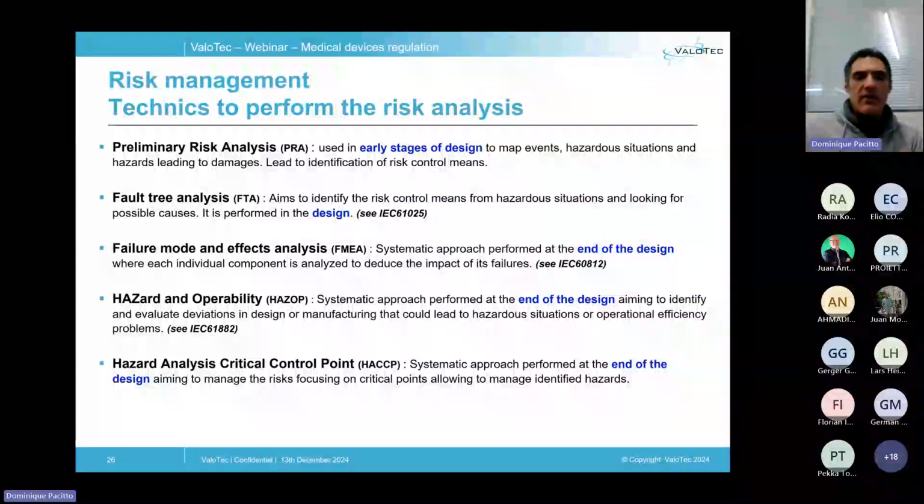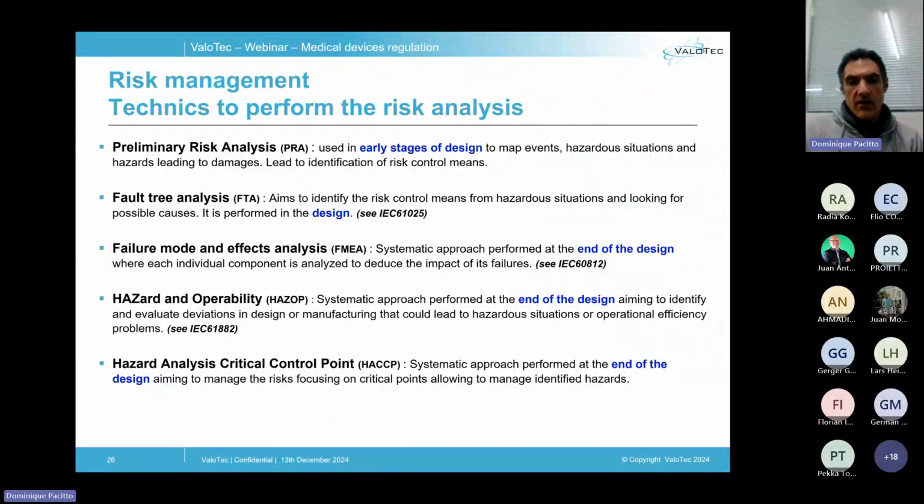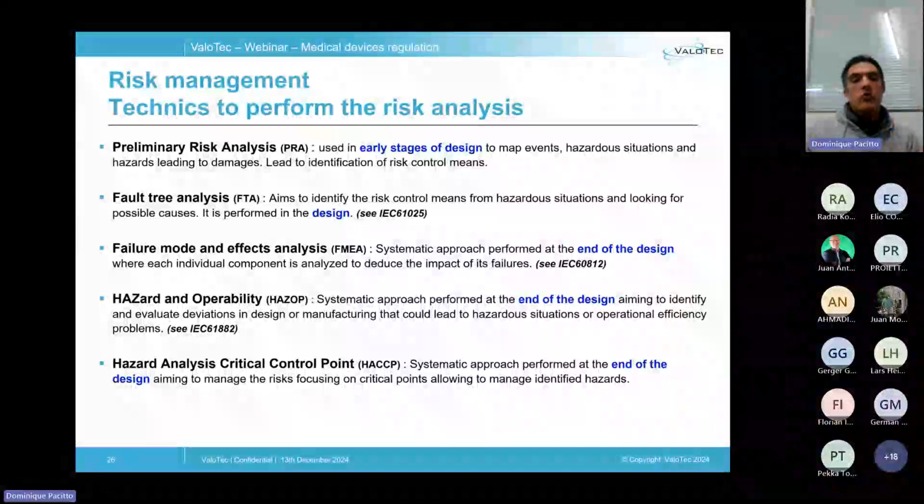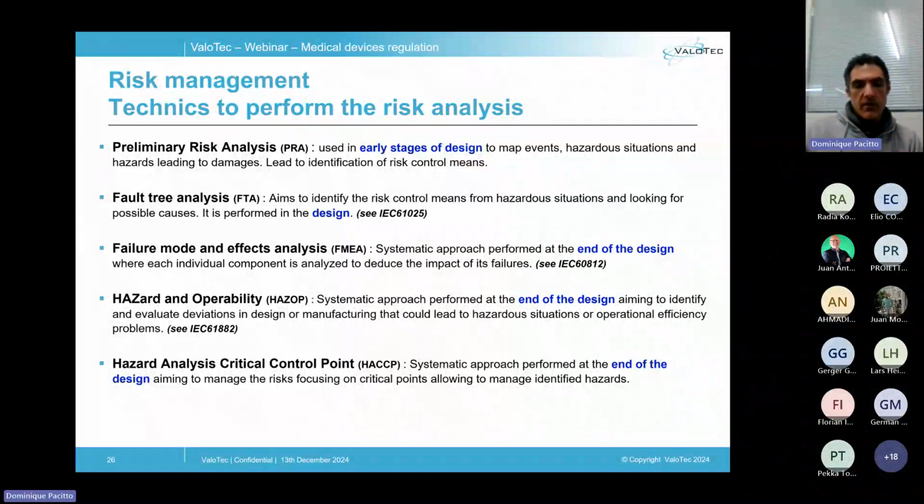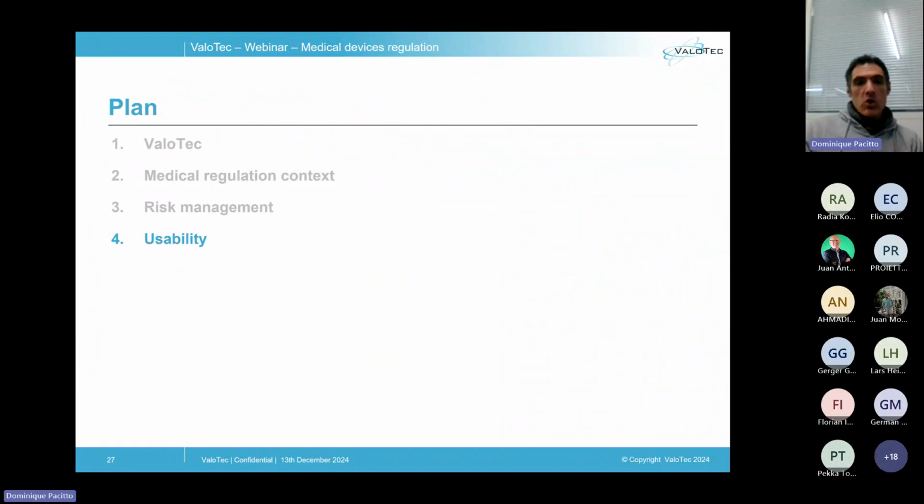I will not develop here the 5 techniques presented because I think the interest for this webinar is limited, but I summarized them in this presentation so you can get them easily if you need. So now we have completed the section related to the risk management. Let's speak about the usability.